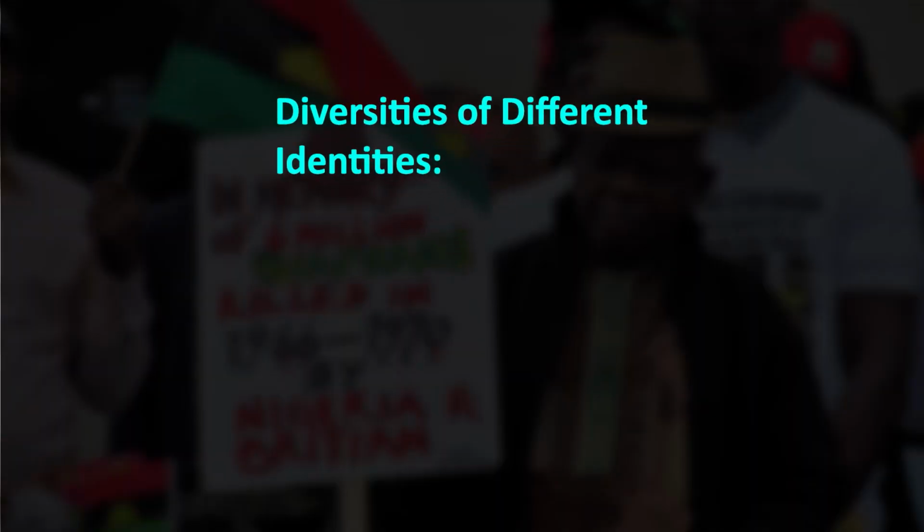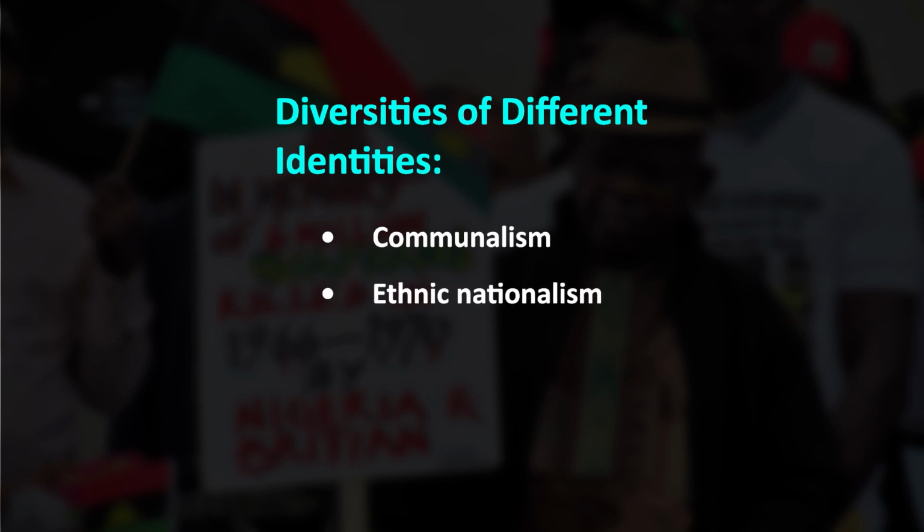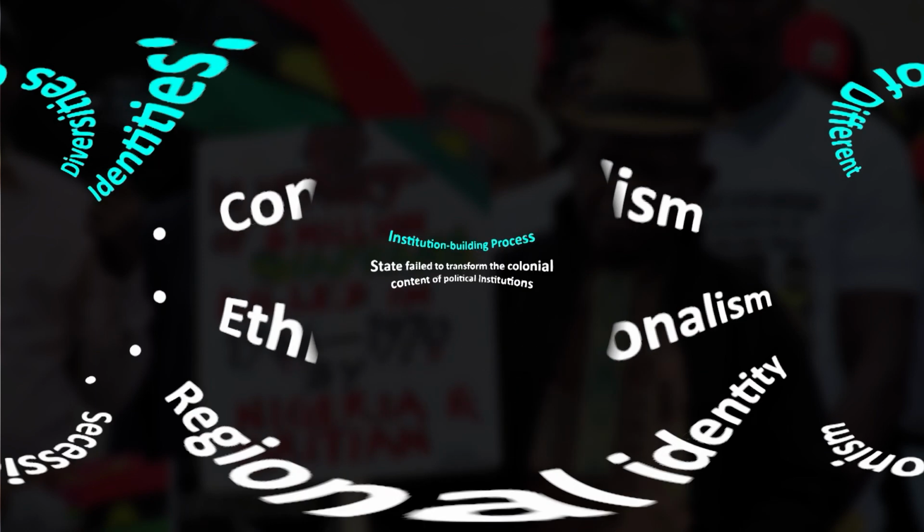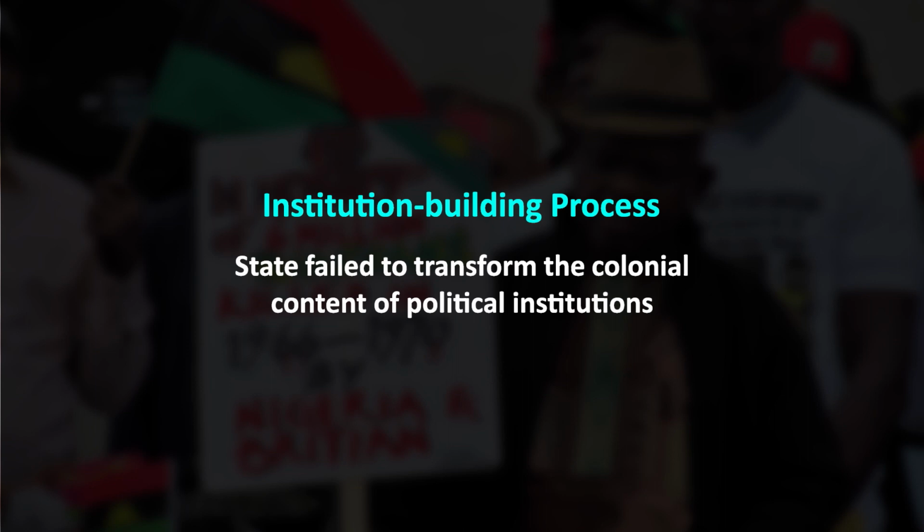Failure to recognize the phenomenon of diversity of different identities generated anomie trends in the form of communalism, ethnic nationalism and regional identity, as well as secessionism and so on. In the institution building process also, the state failed to transform the colonial content of political institutions. This in a way resulted in its dysfunctioning.